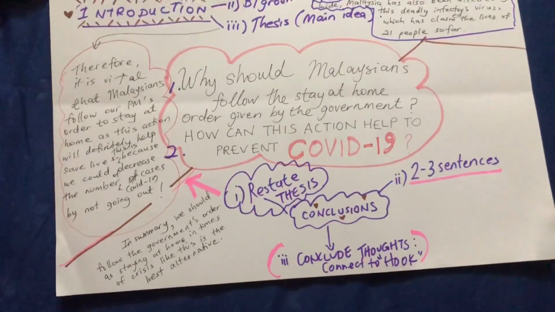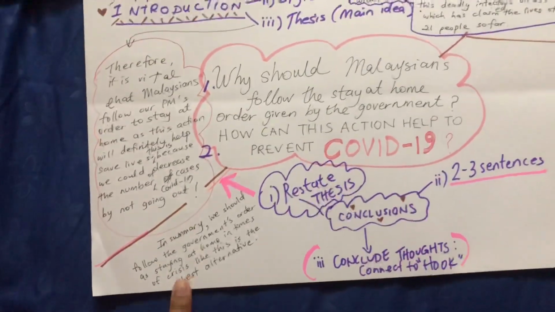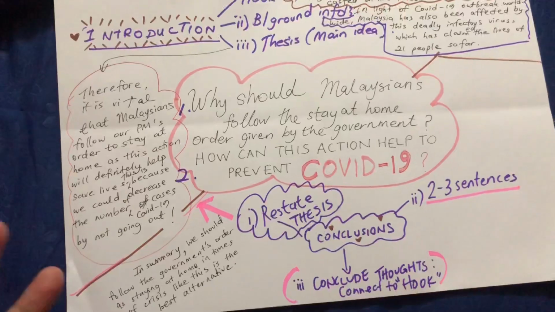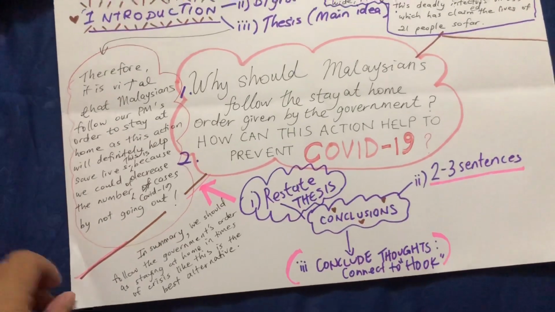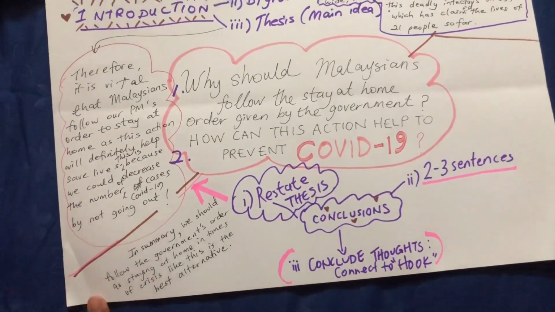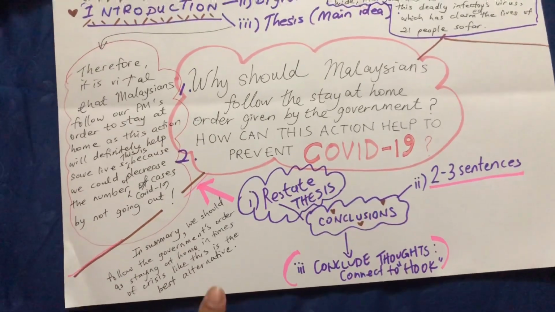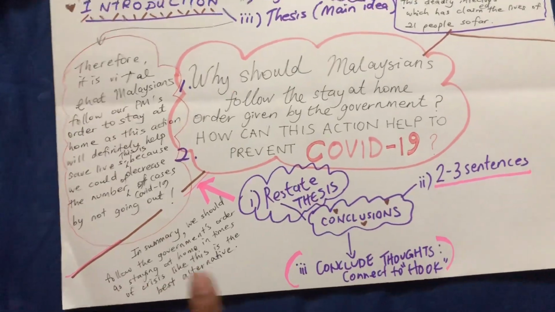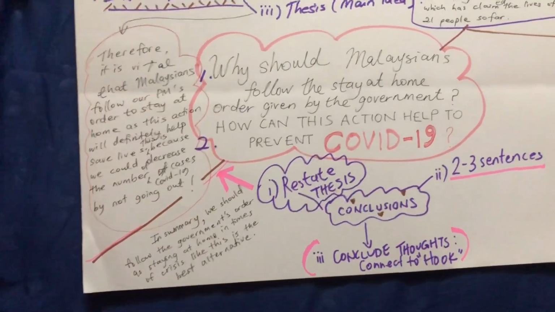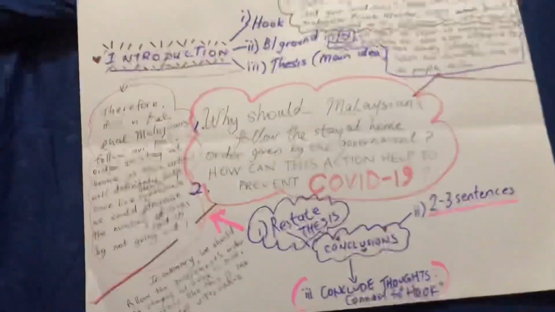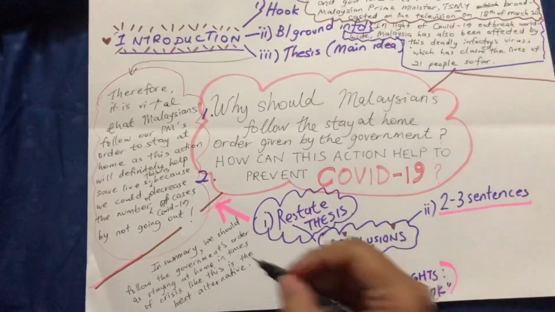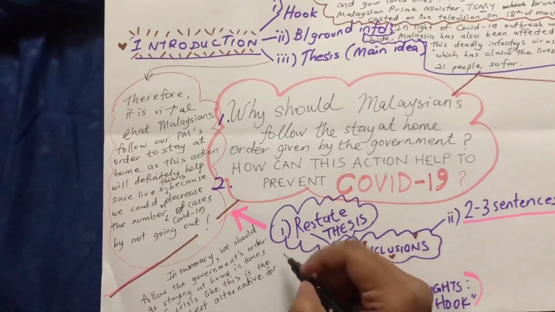So we've restated the thesis and we've made it simpler, because the conclusion, as you know, is always simpler than the introduction. So what we've written here is we say that in summary, we should follow the government's order, as staying at home in times of crisis like this is the best alternative for everybody. See, simple, but they mean the same thing.